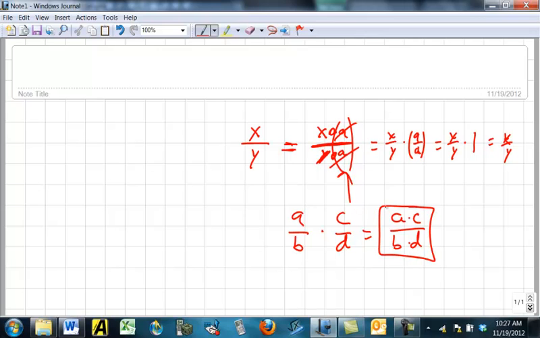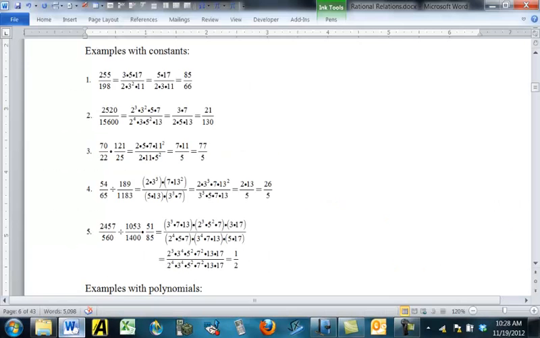So if we just make sure that when we rewrite a over here, we write it out in prime factorization form. When we rewrite c over here, we put it in prime factorization form, and same for b and d, then we can cancel things out. So basically the steps are just factor, rewrite as one fraction, and then cancel out, and then that's going to be reduced.